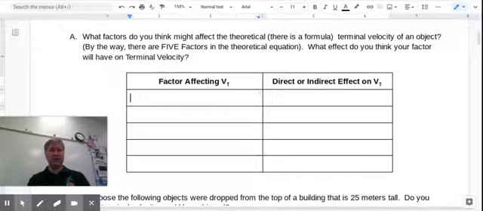I want you to hit pause and brainstorm those with either your partner or by yourself. See if you can come up with 5 without Googling it. And then we'll move on. All right, so hit pause now.